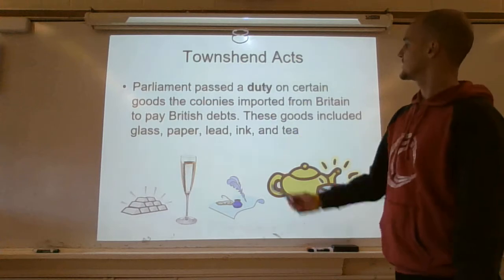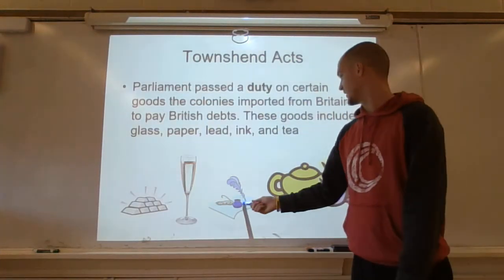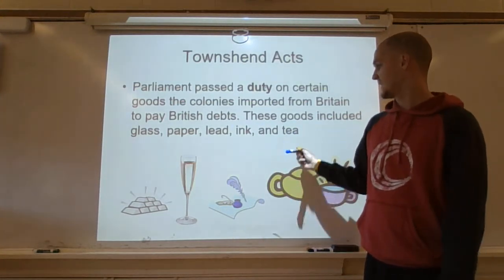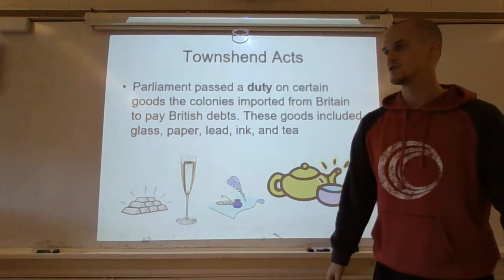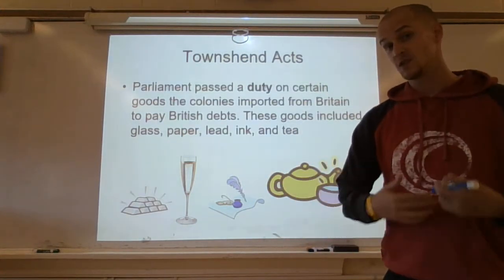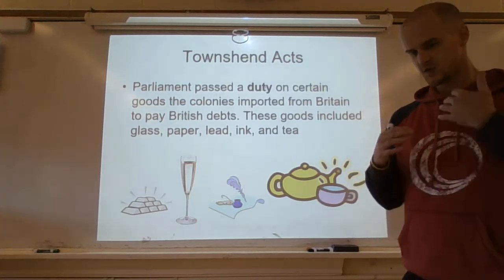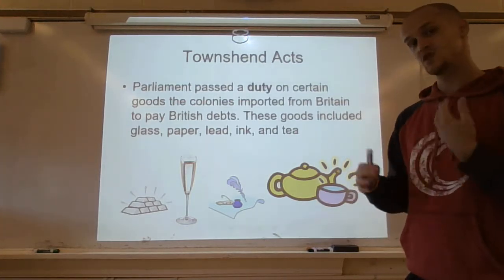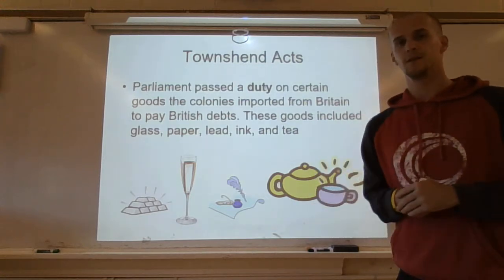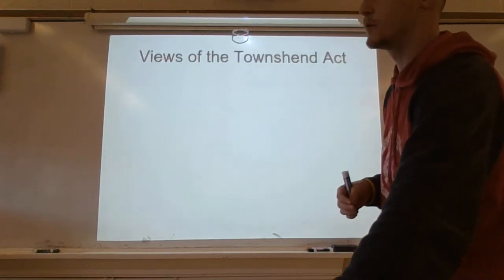So these goods that they were putting these duties on include glass, paper of any kind, the ink that was used, lead for writing, and then tea, which is the big one. So any of these essentially become extra. They cost more because Britain is trying to pay these debts off from having to send additional people over here to watch the colonies and make sure they're following laws.